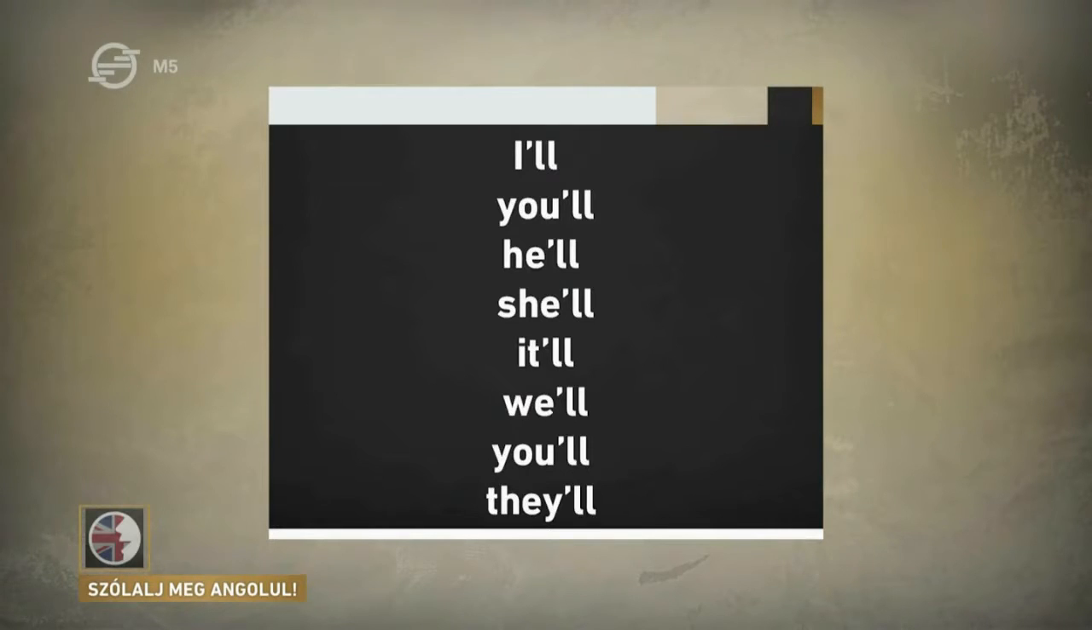Okay, well, will is the full version, and you all know that we prefer the short version. So, what's the short version? Well, to make the short version, we take off the first two letters and add what's left to the personal pronoun. Like this. I will becomes I'll. You will becomes you'll. He will becomes he'll. She will becomes she'll. It will becomes it'll. We will becomes we'll. You will becomes you'll again. And they will becomes they'll.